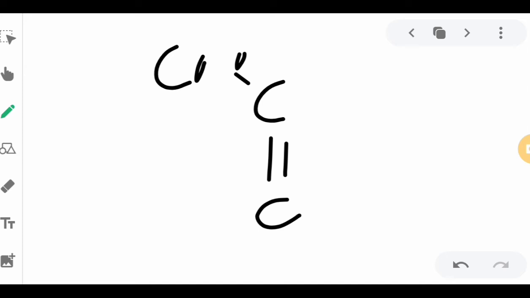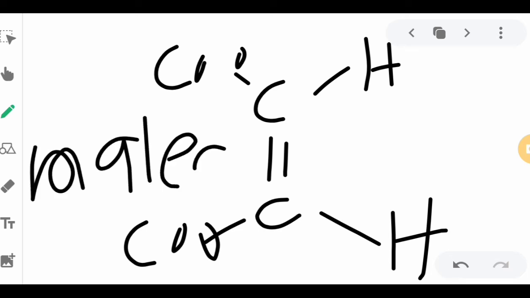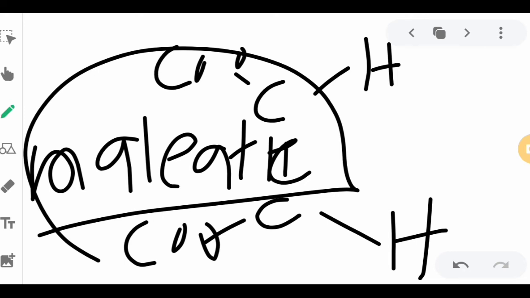What is the look of the cis fumarate? We have here the carbon, double bond, carbon, and then the COO is placed at the same side, and the hydrogen is placed at the same side as well. This is the cis form of the fumarate, and we call this maleate. Maleate. This is toxic to our body and can cause fatal death.